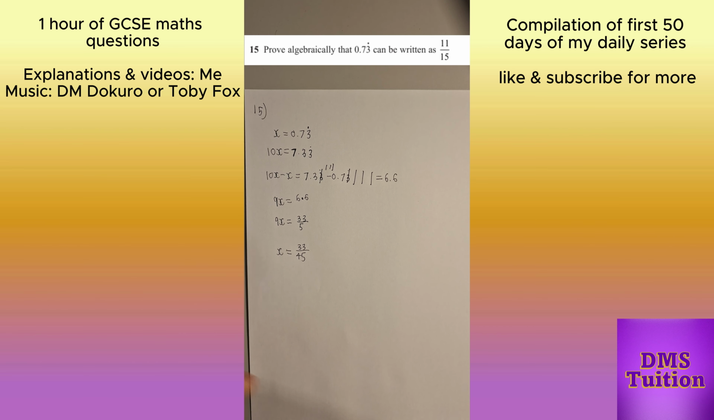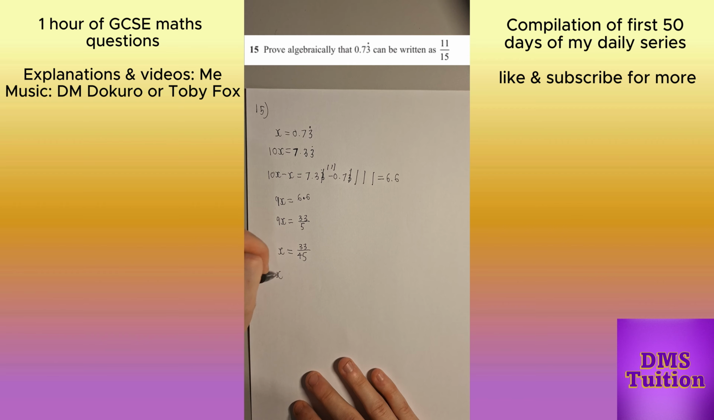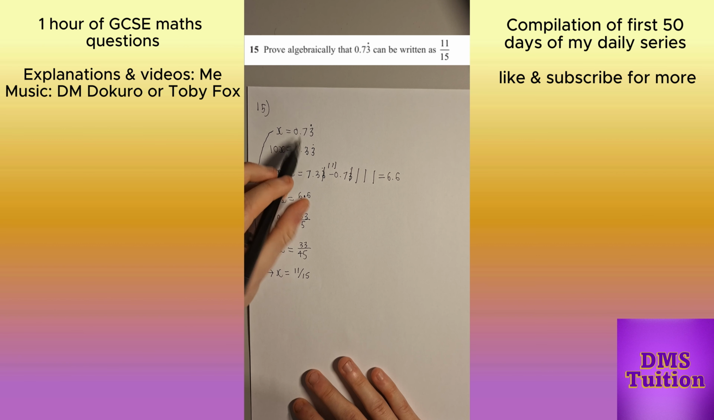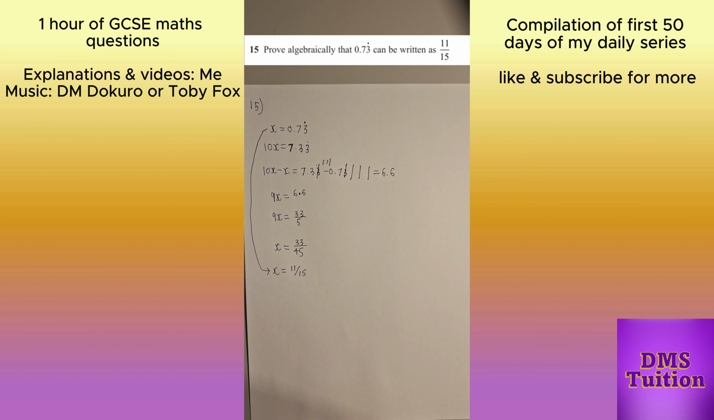Because this is a calculator paper, we can just put 33 over 45 into the calculator to show that x equals 11 over 15. And we said earlier on, the whole basis for this proof is that x is equal to 0.73 recurring. Therefore, 0.73 recurring equals 11 over 15.